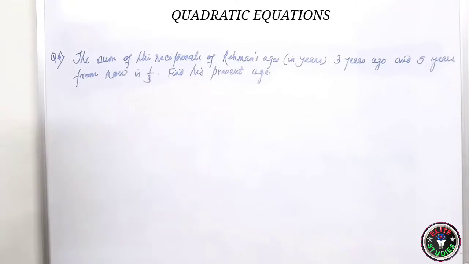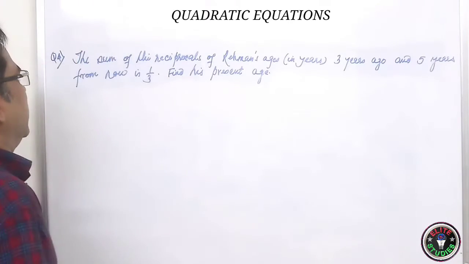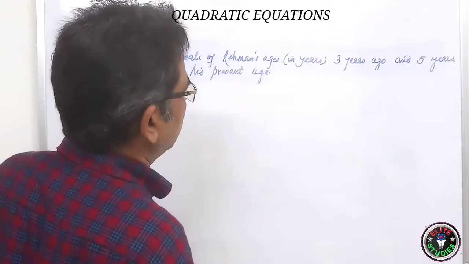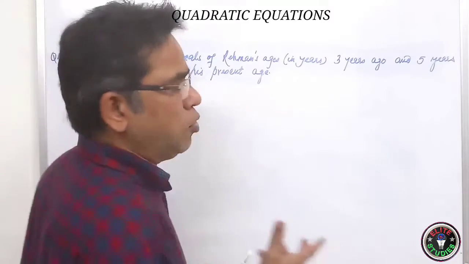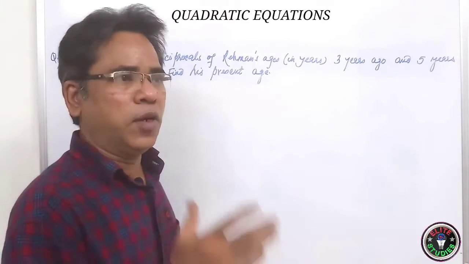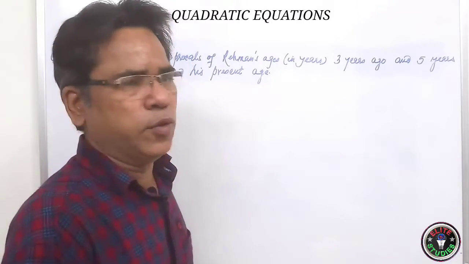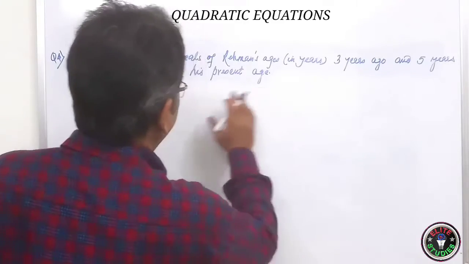Now let us do the fourth question. Now this is a word problem. The sum of the reciprocals of Rahman's age in years 3 years ago and 5 years from now is 1 by 3. Find his present age. How to deal with such word problems I have already discussed in detail in my previous videos. You may refer to that, okay? So find his present age. Let his present age, this is the unknown.